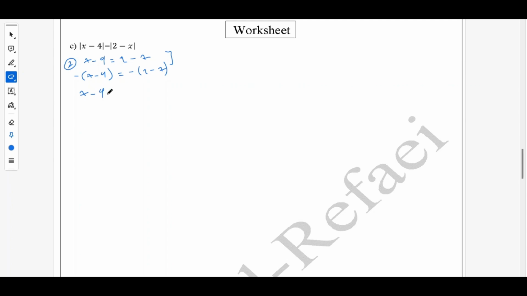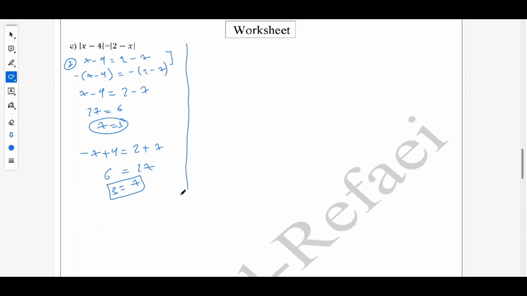x minus 4 equals 2 minus x. 2x equals 6, x equals 3. And the same, if you use both of them negative, you are going to get also x equals 3. Negative x plus 4 equals 2 plus x. 2x equals 6, x equals 3. So no need to waste your time. Make both of them positive or negative. One of them is enough.